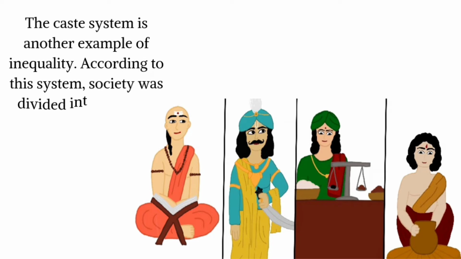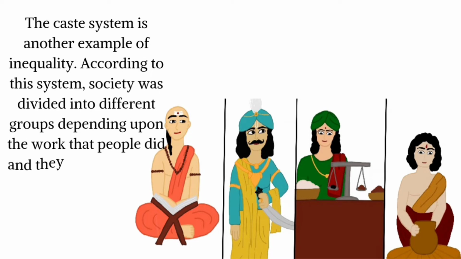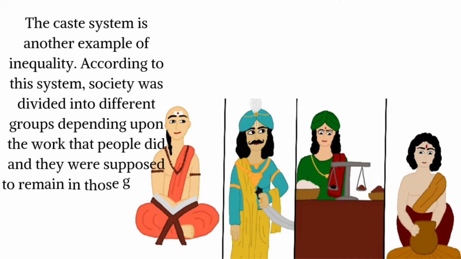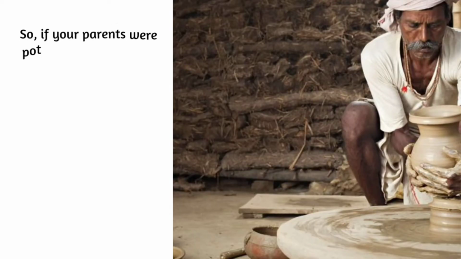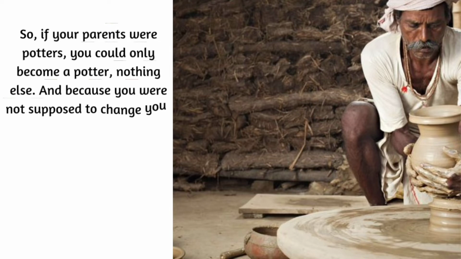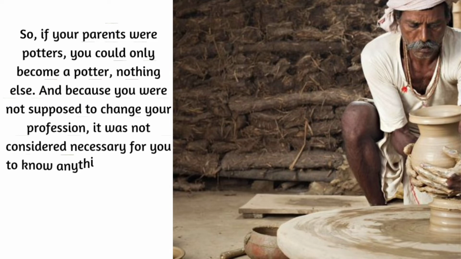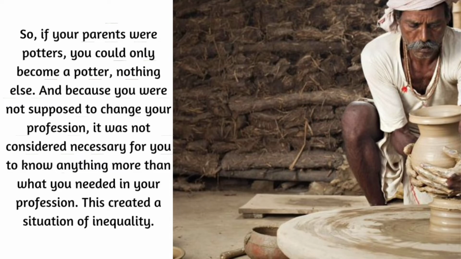According to this system, society was divided into different groups depending upon the work that people did, and they were supposed to remain in those groups. This system was considered irreversible. So, if your parents were potters, you could only become a potter, nothing else. And because you were not supposed to change your profession, it was not considered necessary for you to know anything more than what you needed in your profession. This created a situation of inequality.